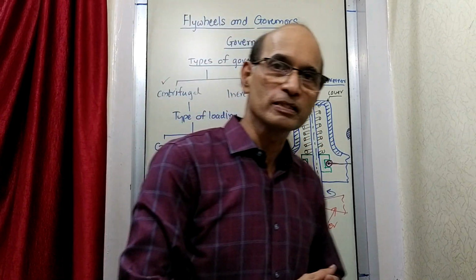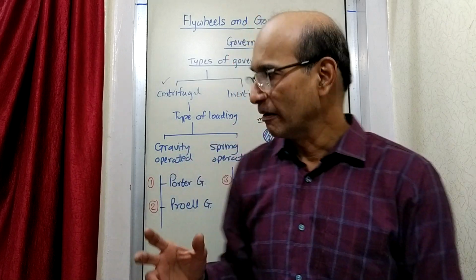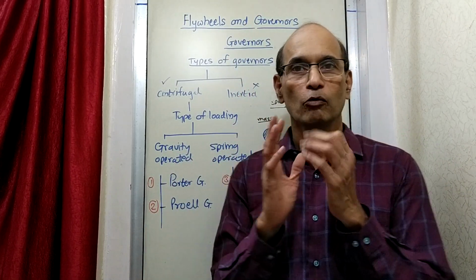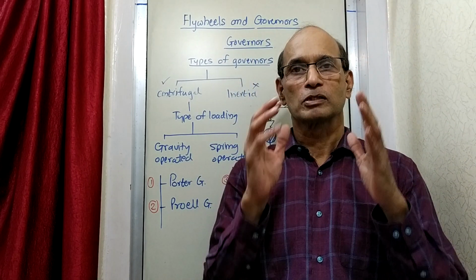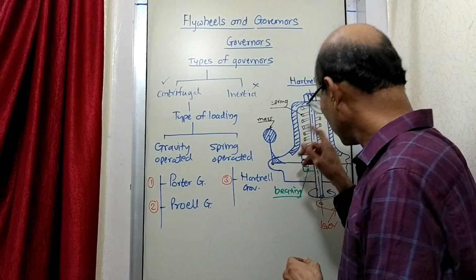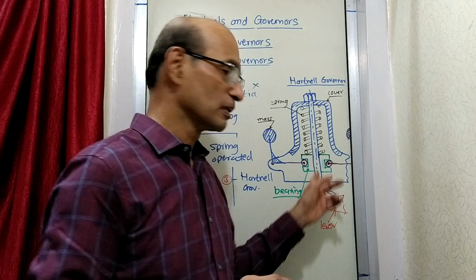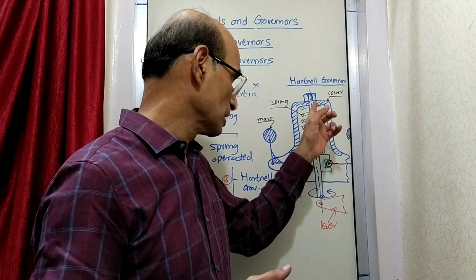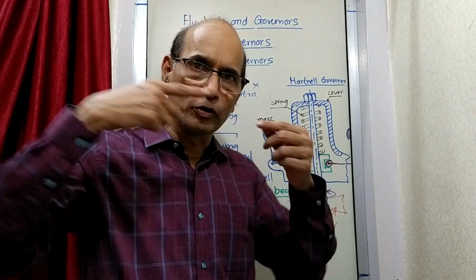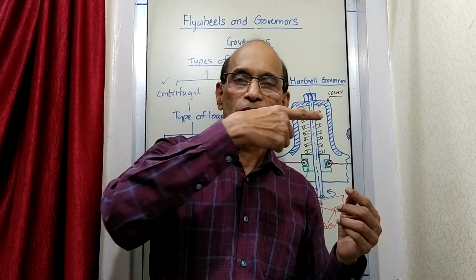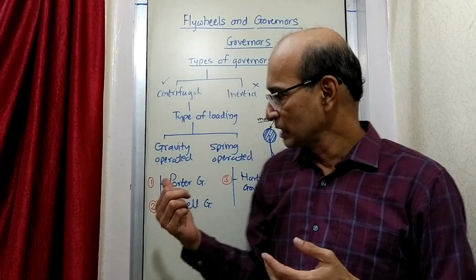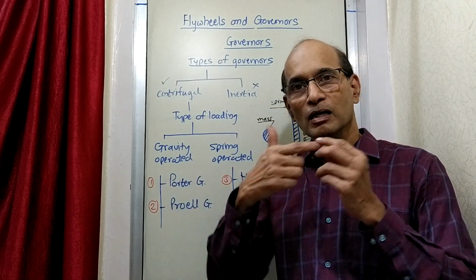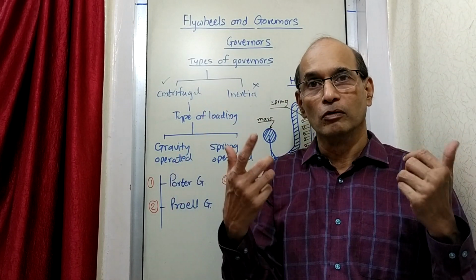What is the advantage of this? What is the use of this? See, gravity operated governors will work only in vertical position because gravity is acting down. But suppose in a certain machine this shaft is such that you are going to put it in the horizontal position. When the shaft is in the horizontal position, you will not be able to make use of gravity. That means if you use this in the horizontal position, gravity will not help us.